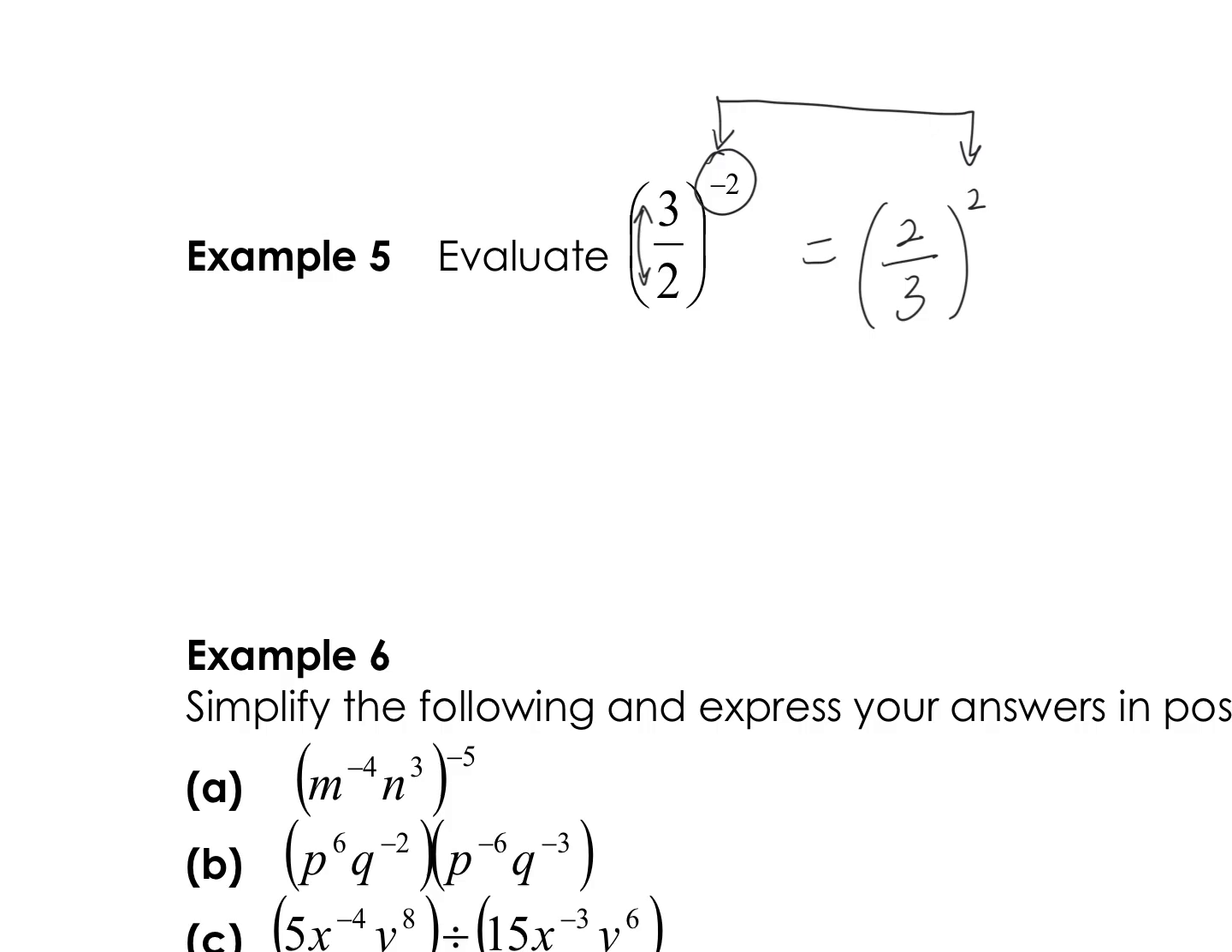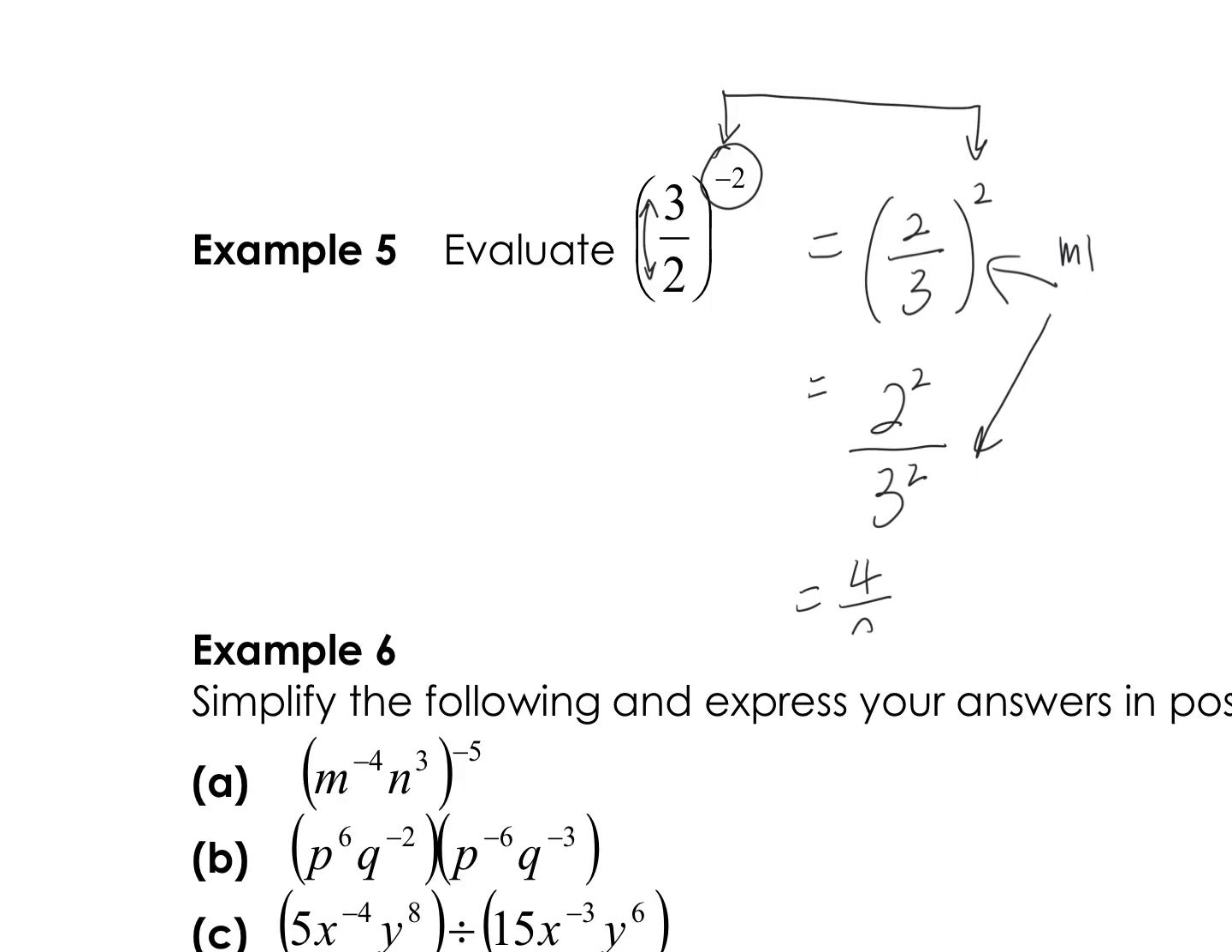Okay, if you flip it this way, this is the method mark. Or if you know that both of them get the same power, either one, you will get the mark. And then the final answer is just 49. However, if the question is 1 mark and they say evaluate, you can just press calculator. No need to work so hard.